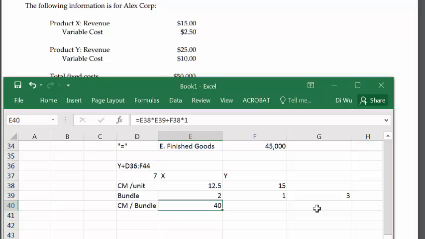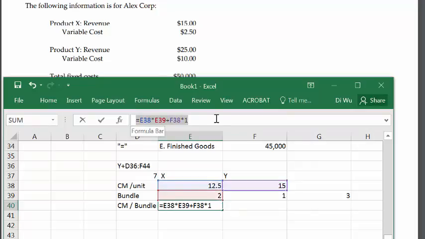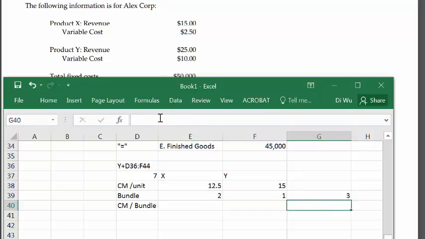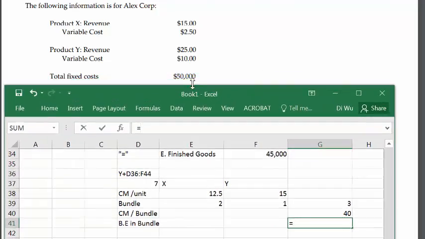So that's all we have. I'm going to put a 40 here instead because I don't want to confuse you very much. I want to move this entire calculation to this place. So the break-even in bundles is going to be the fixed cost divided by the contribution margin per bundle. The total fixed cost is given as 50,000, so I'm going to divide 50,000 by 40.